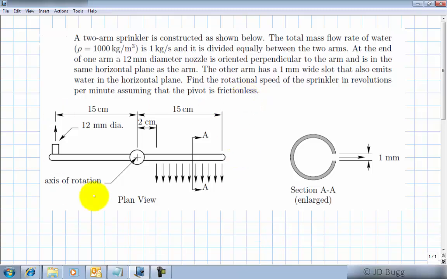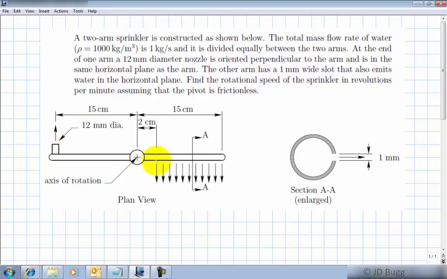So we're also given a sketch of this system here. A two-arm sprinkler, so we're looking at a plan view of this sprinkler. This is the axis of rotation right here, and this thing is going to turn in this direction. Here's the nozzle exit, so that's a 12 millimeter exit shooting out horizontally.